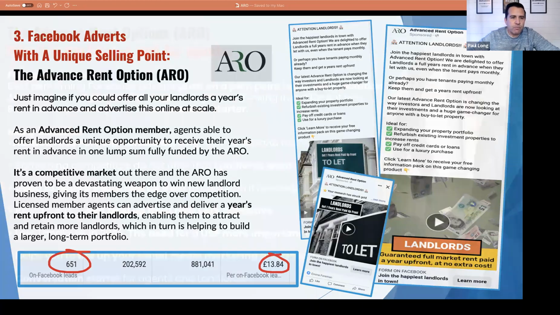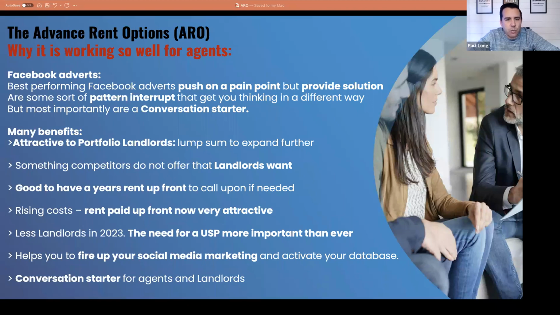And I think the reason why it's working so well for agents is that often the best performing Facebook adverts push on a pain point, but provide a solution, and are also some sort of pattern interrupt that gets you thinking a different way. And I can definitely see that the ARO pushes on a pain point, it provides a solution, and then it is definitely a pattern interrupt. It's getting landlords thinking in a different way.